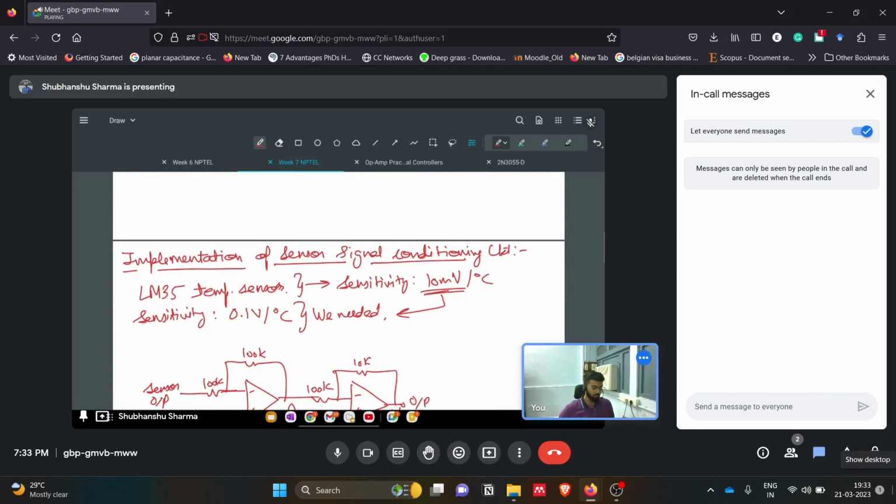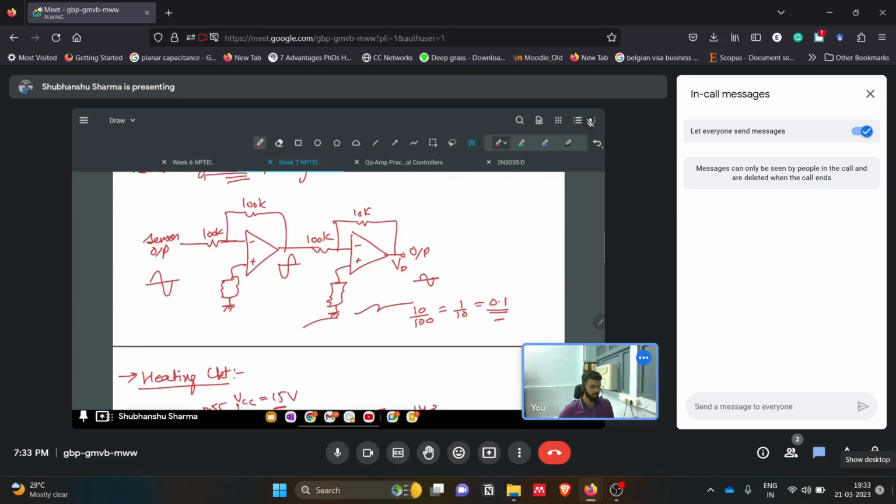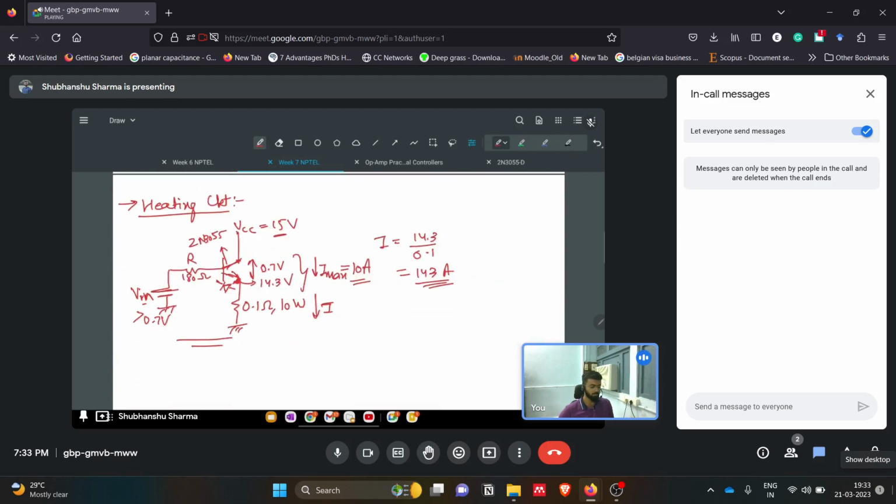Then we saw the implementation of sensor signal conditioning circuits, where we wanted the LM35 to be sensitive according to our values, that is 0.1 volt. For that we used a signal conditioning circuit having an attenuation factor of 0.1. Simply, we used two inverting amplifiers. Then we realized the heating circuits, for which we used transistors.